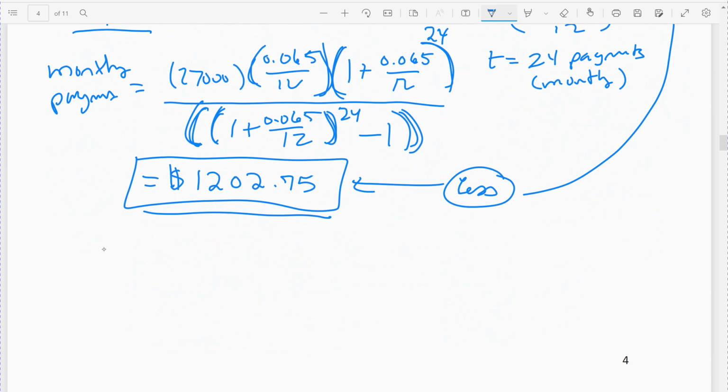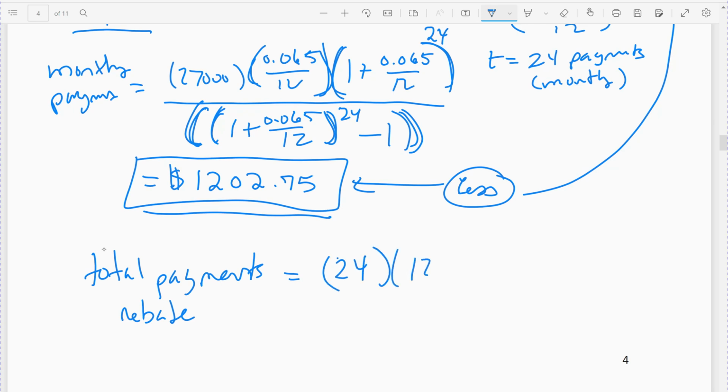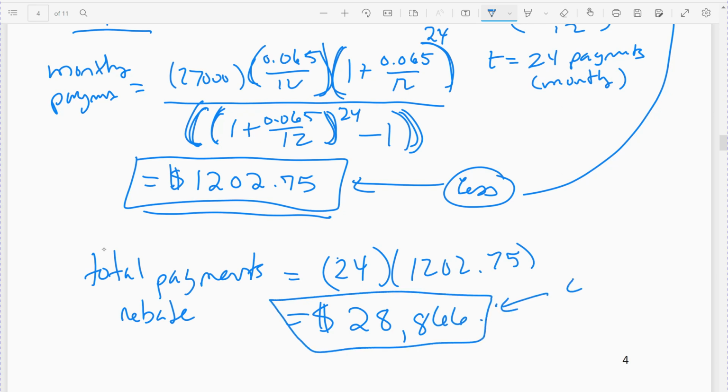Which means you're going to pay less in the loan case. So if you see what my total payments are when I do the rebate, you take your 24 payments times 1202.75, and if you do the rebate option, you're only going to pay $28,866 on the car. Meaning you save $1,134 if you use the rebate. So the rebate is the better way to go.